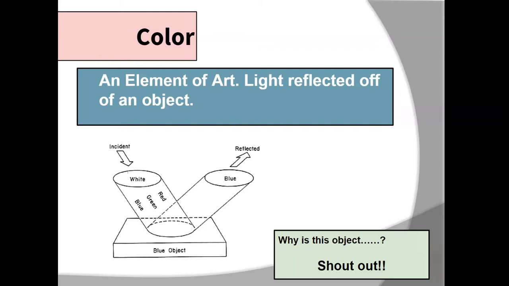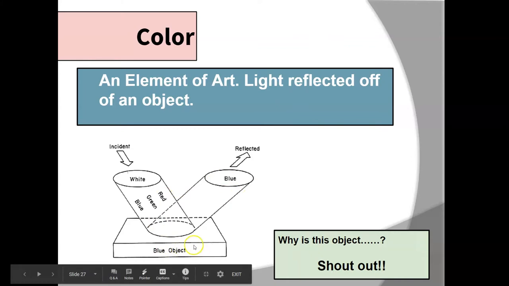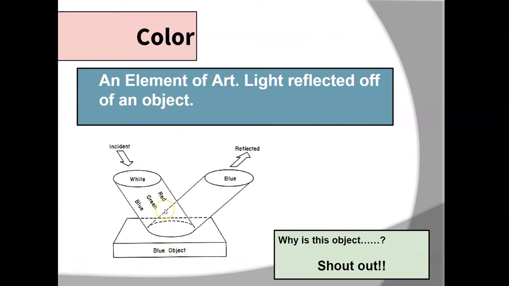So white light comes in, and if it hits a blue object, an object that we see as blue, all of the other colors are absorbed by that object. So the red and the green are absorbed, and the pigment reflects blue. So the blue light waves hit our eye, and we say blue.